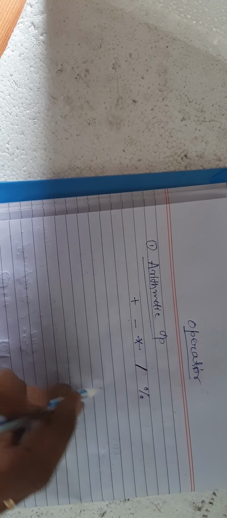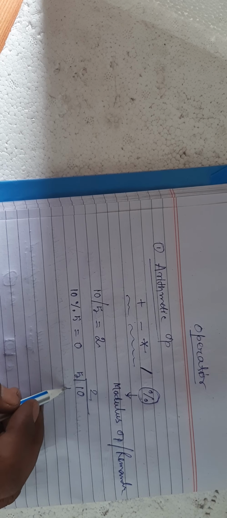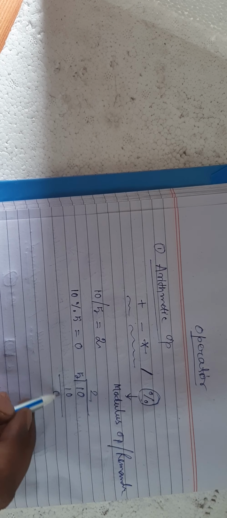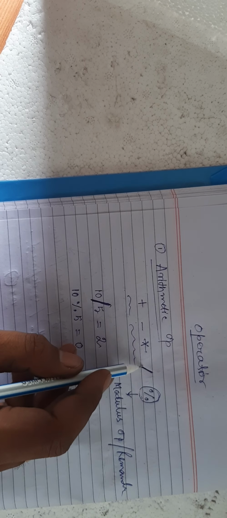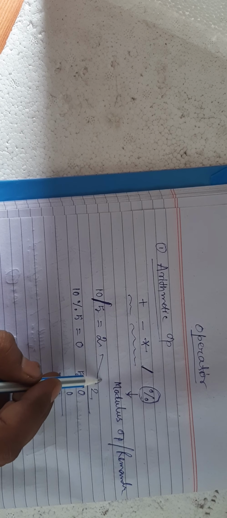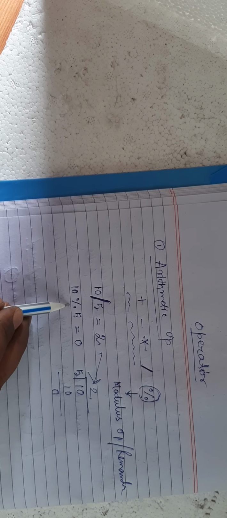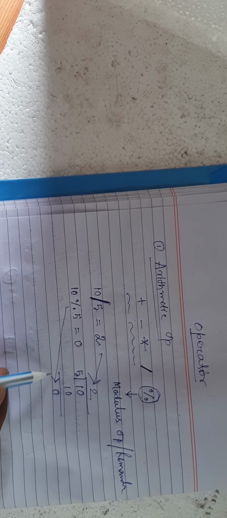Now we'll see how this percent operator actually works. For example, if we write 10/5, the answer will be 2. But if we write 10%5, the answer will be 0. How is it happening, let's check. We are dividing 10 by 5, so the remainder we can see is 0. In the case of the slash division, it will give you the quotient value, but in the case of percent division, it will give us the remainder.